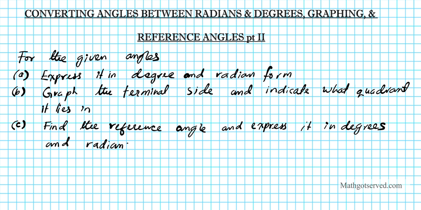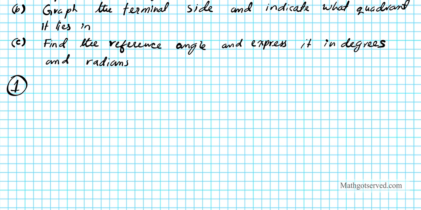All right, so those are the three tasks you're going to be completing for the given angles for today's clip. Okay, let's go ahead and take a look at question number one. So for question one, we have the angle theta. Theta equals negative 13 pi over 6 radians. Okay, negative 13 pi over 6 radians.